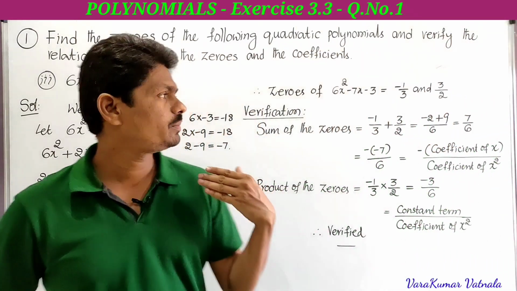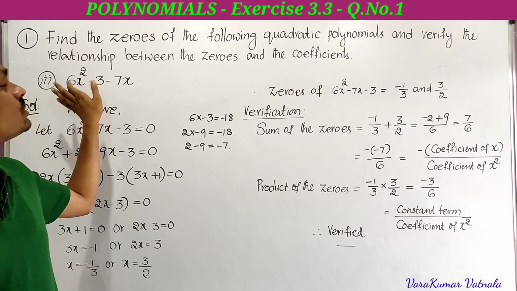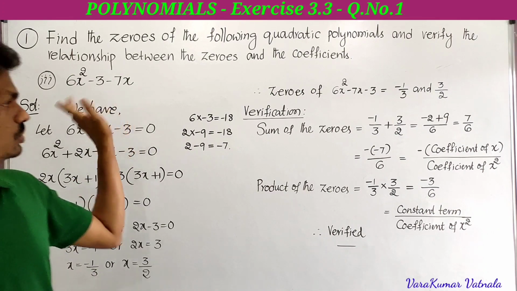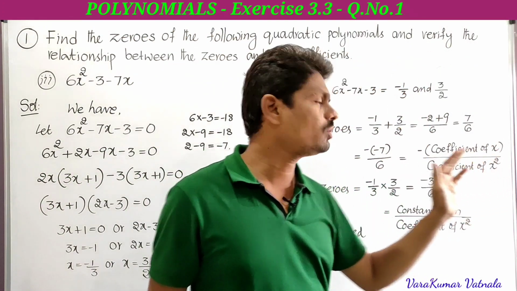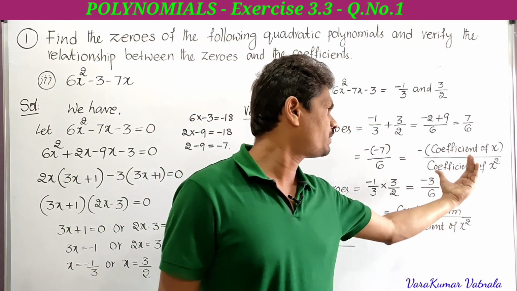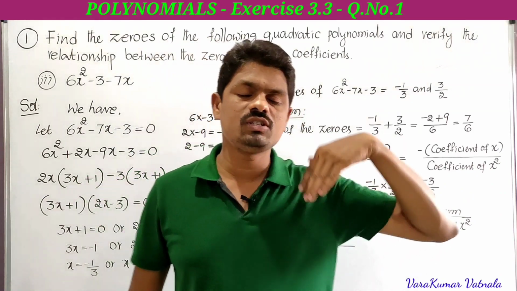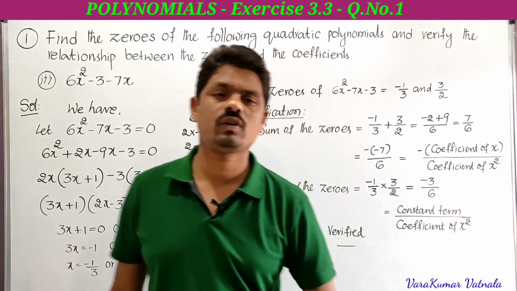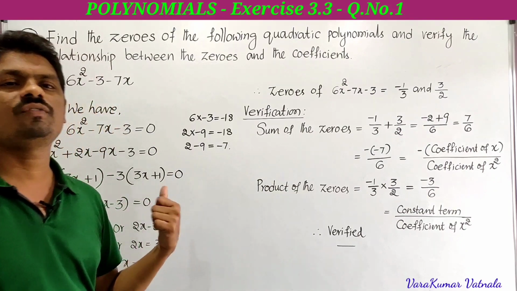So this is the third bit. Once again, see here, this is the given polynomial. It is not in its standard form. First we have to write it in its standard form. So the zeros of the given polynomial are minus 1 by 3 and 3 by 2. The sum of the zeros is equal to minus of coefficient of x divided by coefficient of x square, and the product of the zeros is equal to constant term divided by coefficient of x square. So therefore verified. So this is the third bit in the first problem.